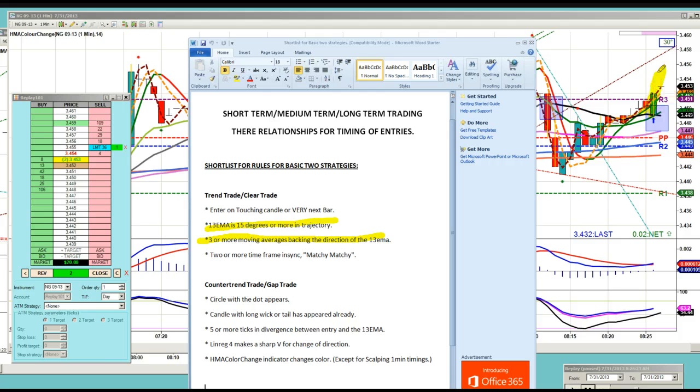cross that R3, the probability factor of running to the R4 is very strong, especially if you have this additional thing. If you have 2 or more time frames in sync with that direction, meaning they're also green and they also show the majority of the moving averages back in the direction, you have yourself what I call matchy-matchy across the board. So let's take a look at that to help you recognize this criteria.